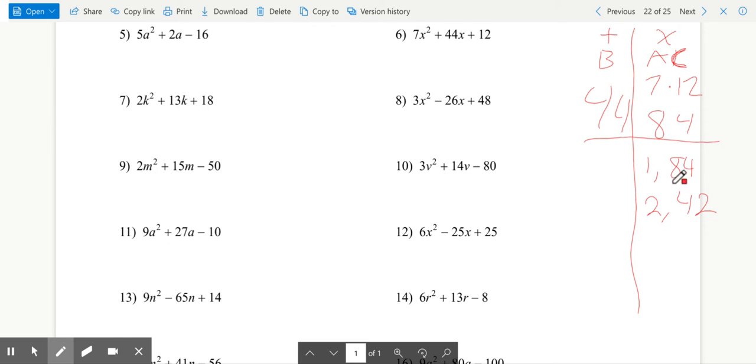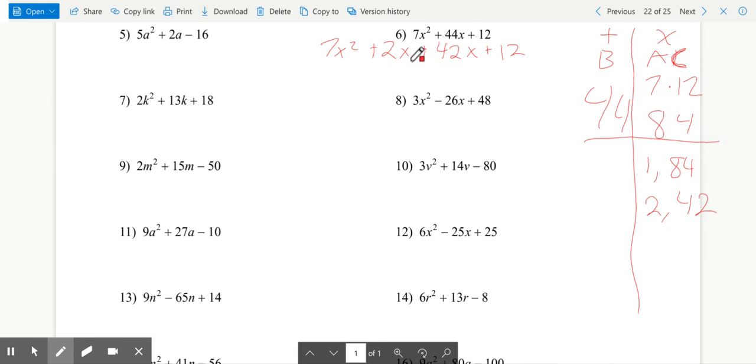So then remember with grouping, what we're going to do is we're going to rewrite this, but we're going to split the middle term into these two factors. So let's look at that. So I have 7x squared plus 2x plus 42x plus 12. So I've split my 44x up into 2x and 42x, right? If I combined like terms here, I would be back to here. But I'm splitting them up so that I can factor them. So I'm going to use factor by grouping.